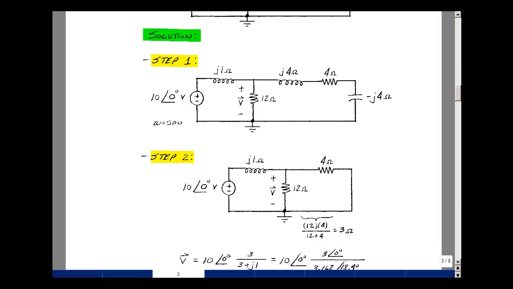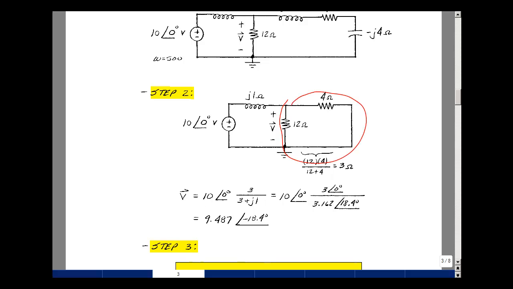The voltage V is a voltage divider with 3 ohms, divided with j1. Because we're doing multiplication and division, let's put everything in polar form. This is 3 at angle 0. Punch this in my calculator. I'm going to get out a magnitude and an angle. The magnitude should be longer than either of these two because it's the hypotenuse, so that's 3.162.